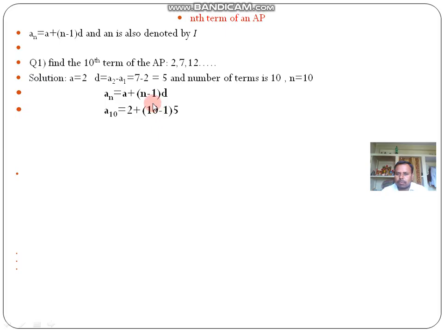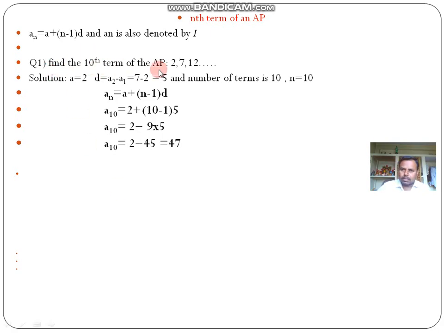n is the 10th term we have to find. So 10 minus 1 into d. The common difference is 5. So a10 = 2 + (10 - 1) x 5, which is 2 plus 9 into 5. 9 fives are 45. So 45 plus 2 is 47. Hope you have understood this problem.